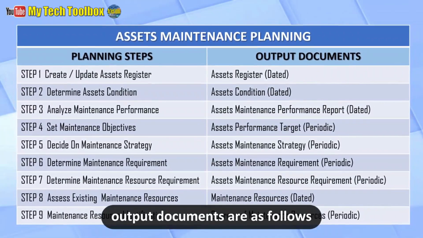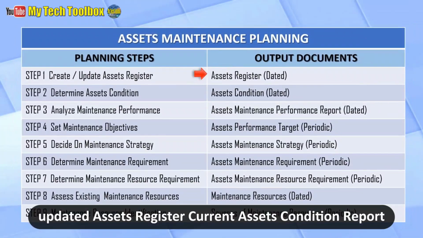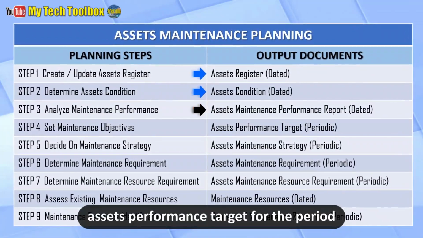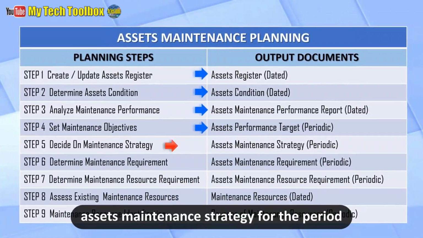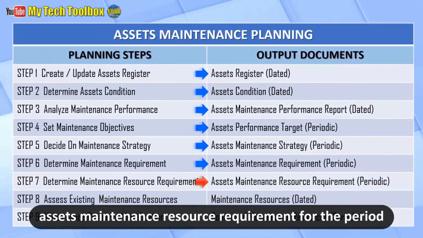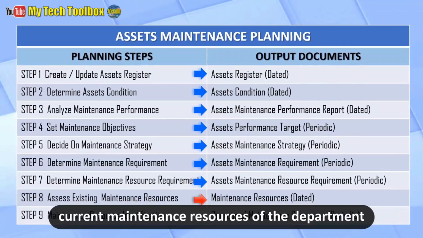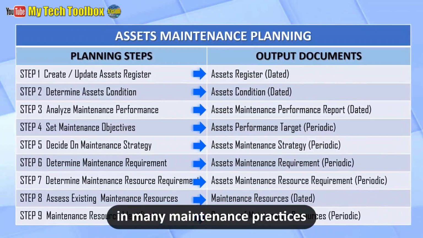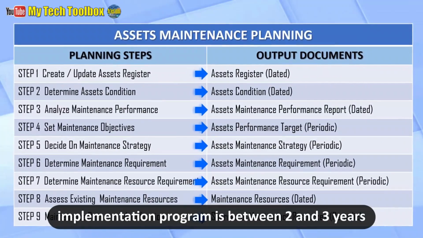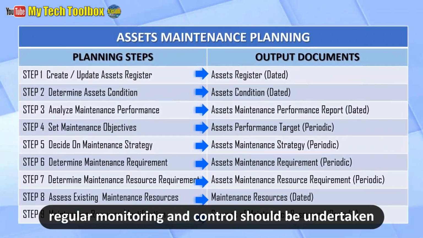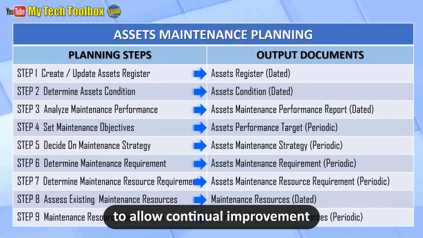The maintenance planning output documents are as follows. Updated Assets Register. Current Assets Condition Report. Current Assets Performance Report. Assets Performance Target for the period. Assets Maintenance Strategy for the period. Assets Maintenance Requirement for the period. Assets Maintenance Resource Requirement for the period. Current maintenance resources of the department. Identified sources of maintenance resources for the period. In many maintenance practices, the validity period for a maintenance implementation program is between 2 and 3 years. However, regular monitoring and control should be undertaken to allow continual improvement and ensure that maintenance objectives will be achieved.